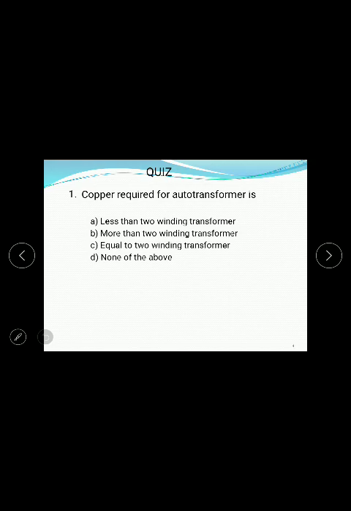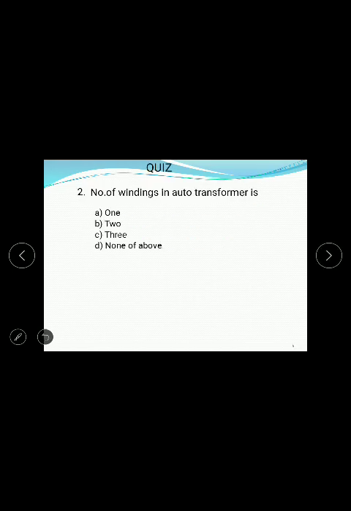Next, go for the quiz. The copper required for auto transformer is less than the two winding transformer. The first one is the right one. The number of windings in an auto transformer is 1.